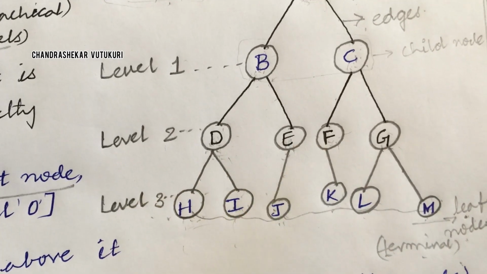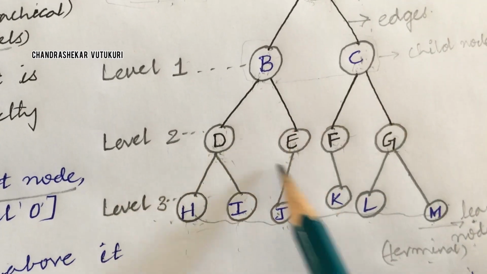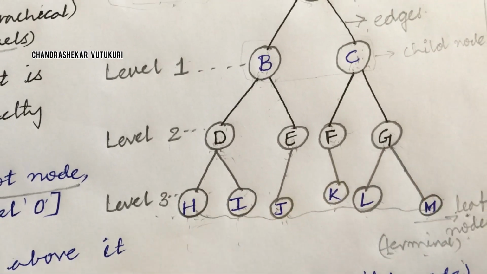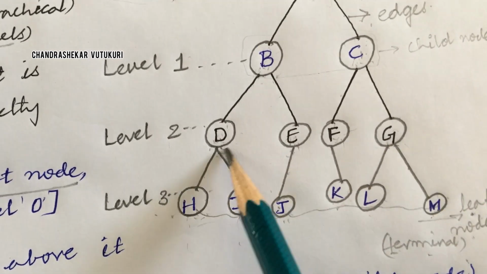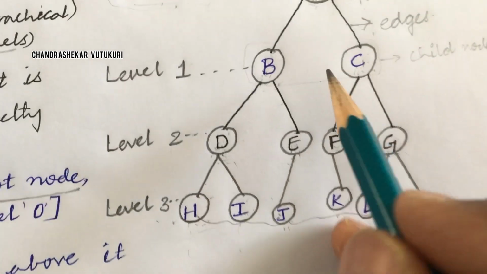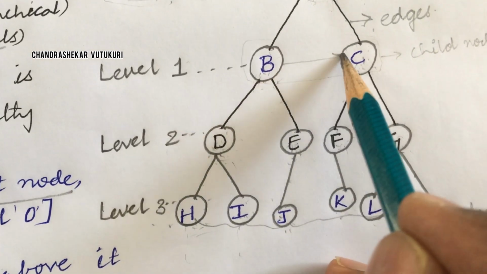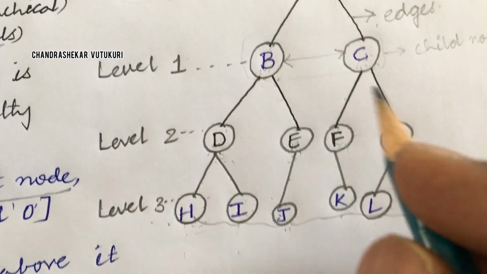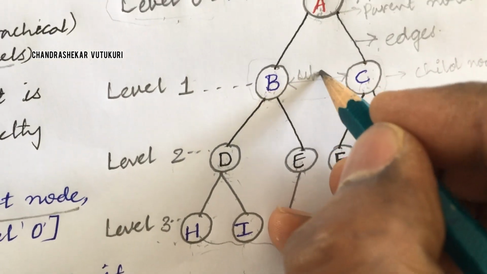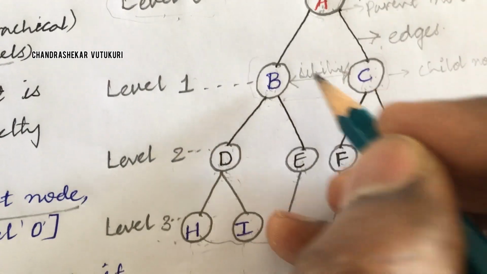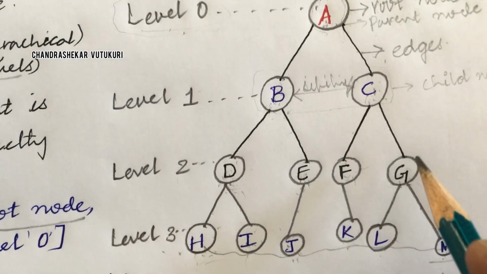Even they are also called what? Internal nodes, dear students. But they are also called what? Non-terminal nodes. If you look here, child nodes of the same parent are said to be siblings. Siblings here are nothing but they may be brothers and sisters, let it be.